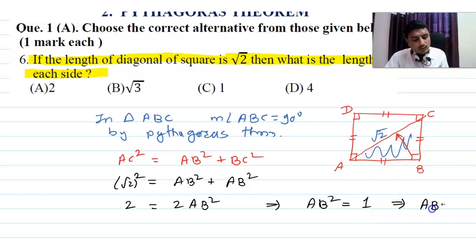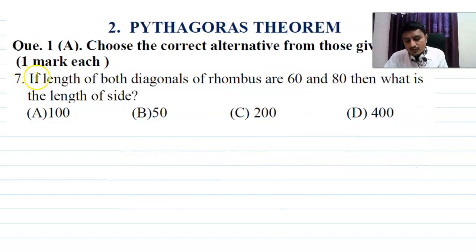After taking square root on both sides, we have the value of AB is 1 unit. So we can say that each side of the given quadrilateral is 1 unit. That means the correct choice is choice C, which is 1. Look at MCQ number 7.